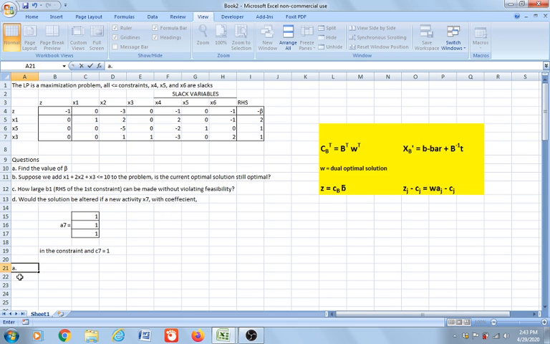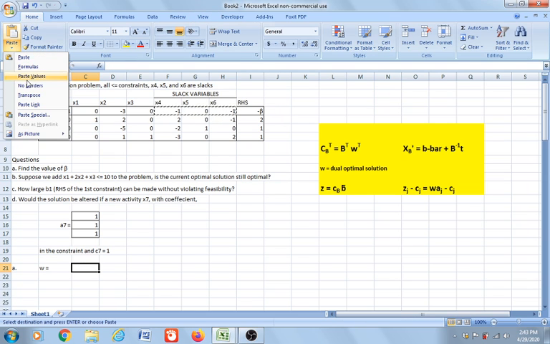Now let's answer problem A. We know W is located in the simplex table right below the slack variables. So W is minus 1, 0, and 1.